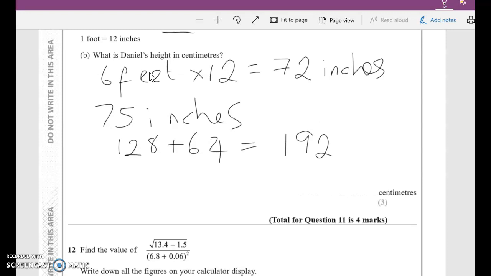Now your answer may be slightly different. Anything is acceptable from 186 to 195. I hope that helps.